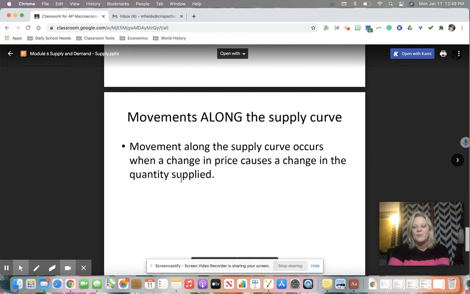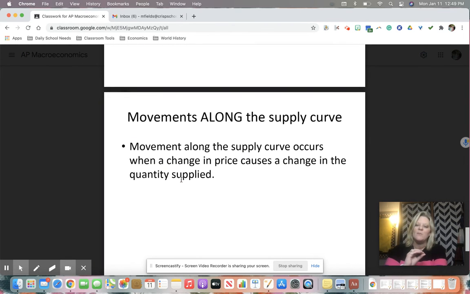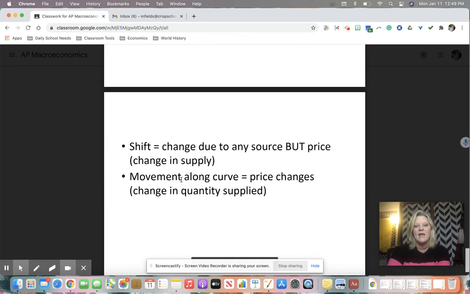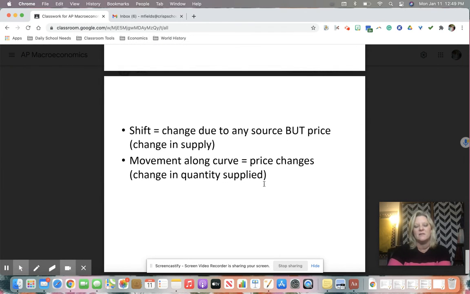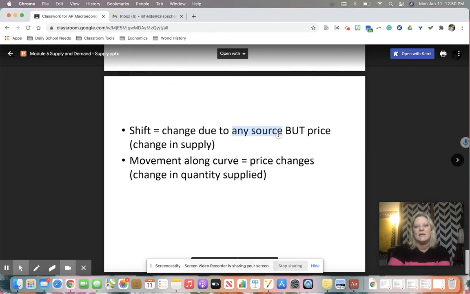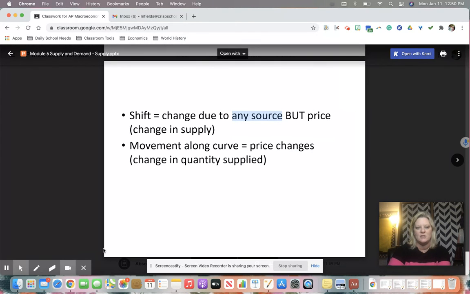All right, so remember, a movement along the curve, that means from one point on a curve to another point on a curve, only happens when the price changes. Okay, so the price will change the quantity supplied, and that is a movement along the curve. A shift in the curve is due to anything but the price changing. So movement along the curve is when price changes. A shift is when anything except the price changes. Hope that helps you with supply.